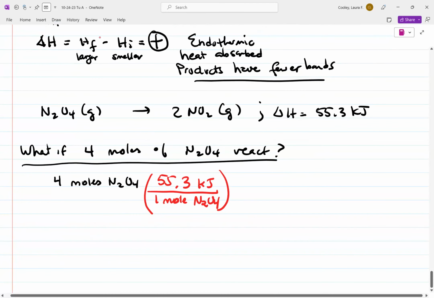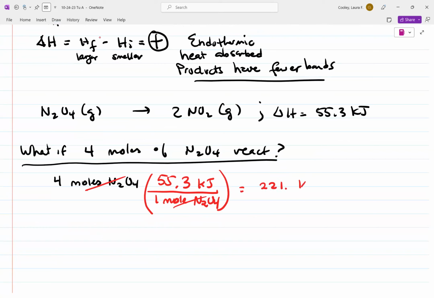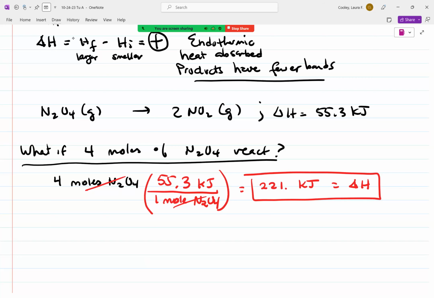And you could see that we can do what we normally do. We get rid of the moles of N2O4, and we end up with 221 kilojoules as the delta H. So that's the delta H for 4 moles of N2O4 reacting. Okay, and you'll notice it's 4 times what it was for 1 mole of N2O4 reacting. That's because the delta H depends on amount.